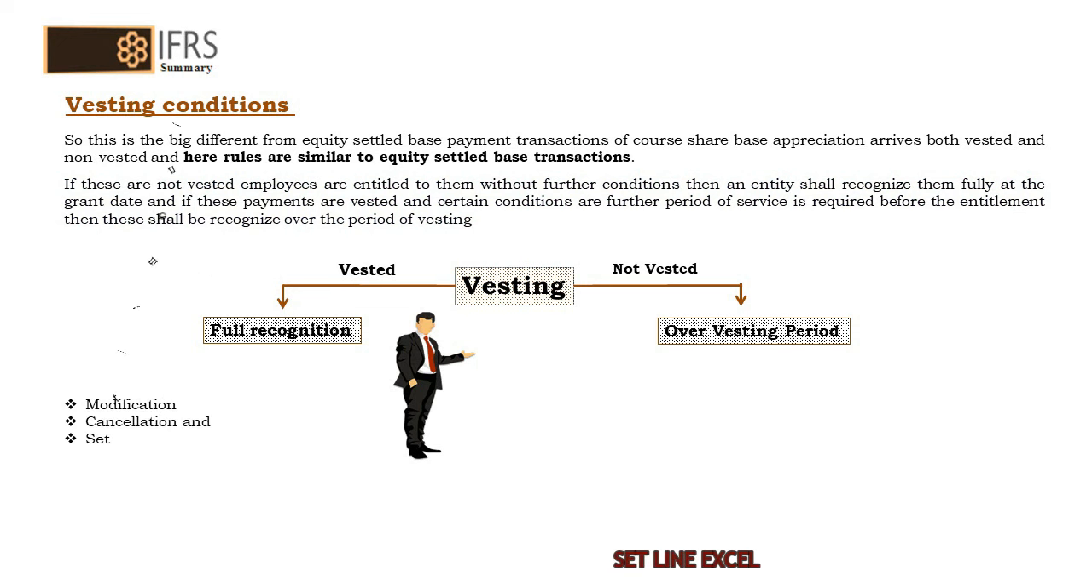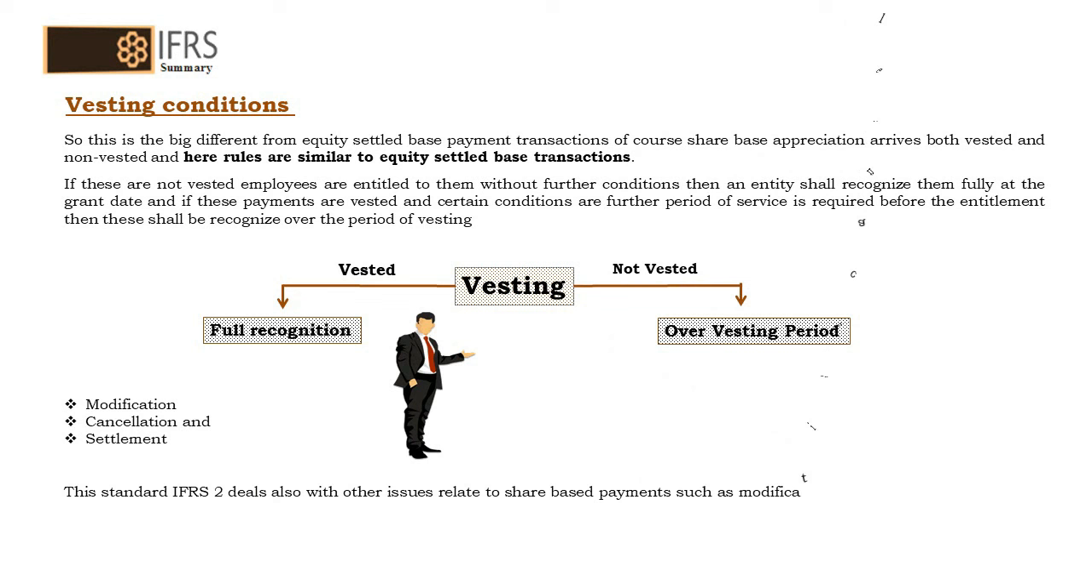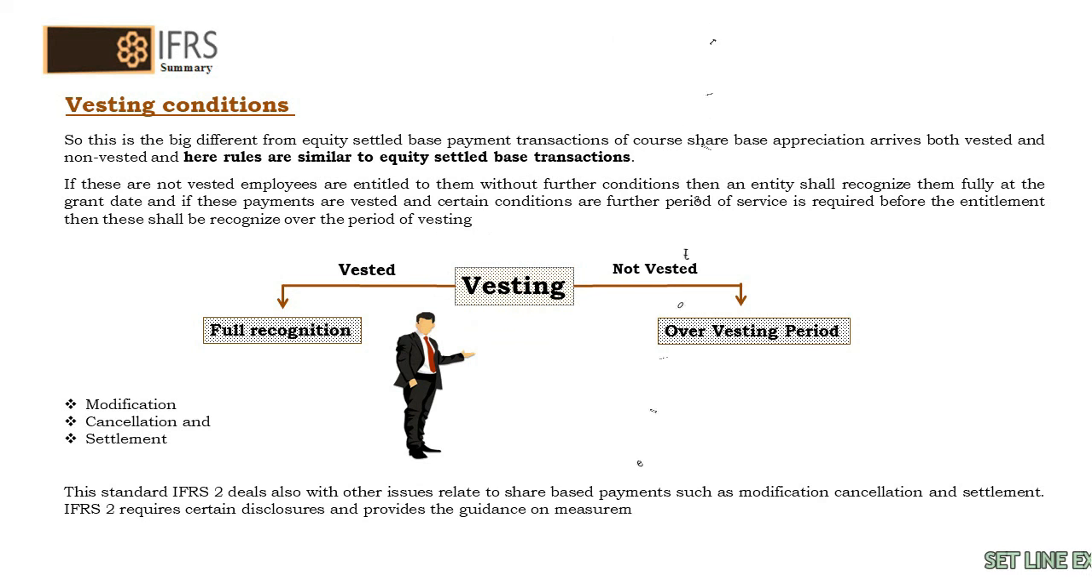Modification, cancellation, settlement. This standard, IFRS 2, also deals with other issues related to share-based payments, such as modification, cancellation, and settlement. IFRS 2 requires certain disclosures and provides guidance on the measurement of share-based payment transactions. This is the short summary of IFRS 2.